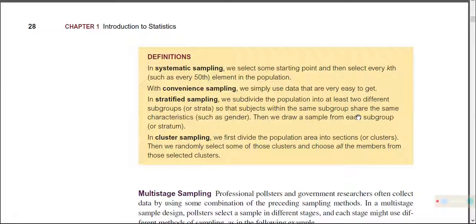Now, let's discuss cluster sampling. So, ito yung may mga hindi makakasali na certain groups. We first divide the population areas into sections or clusters. Then we randomly select some of those clusters and choose all the members from those selected clusters.